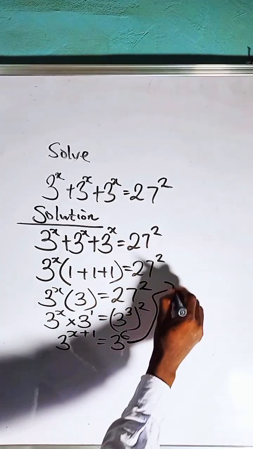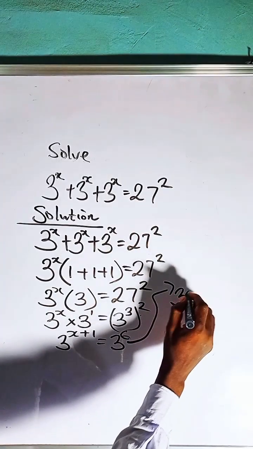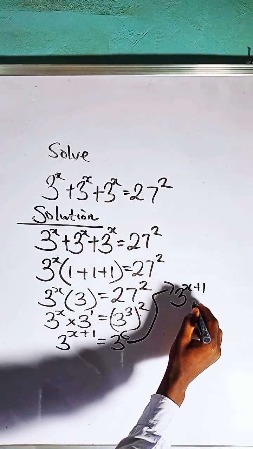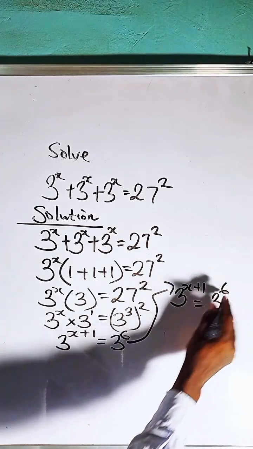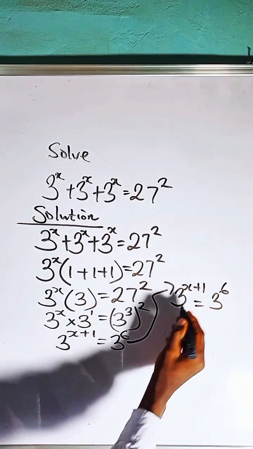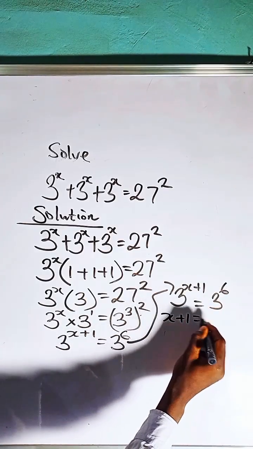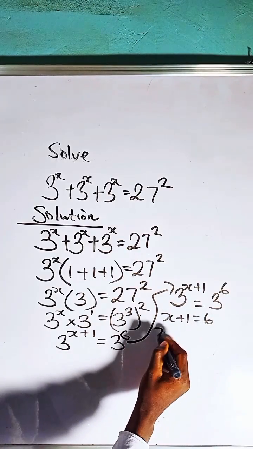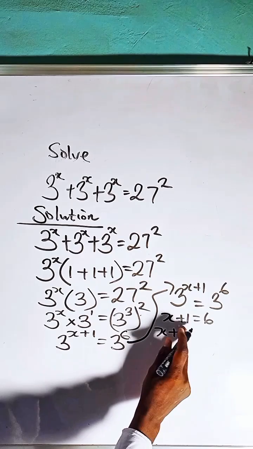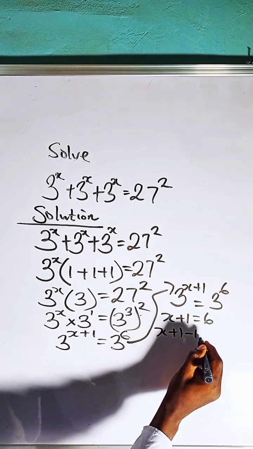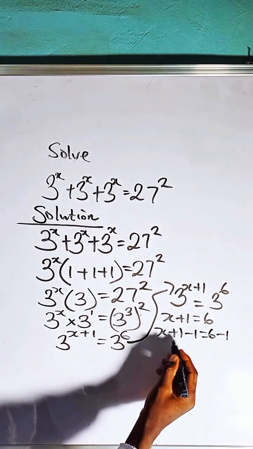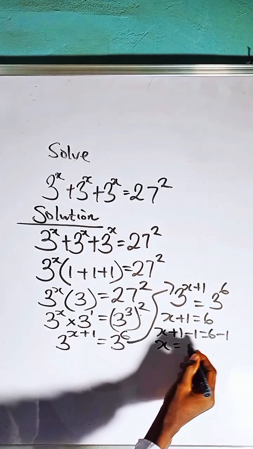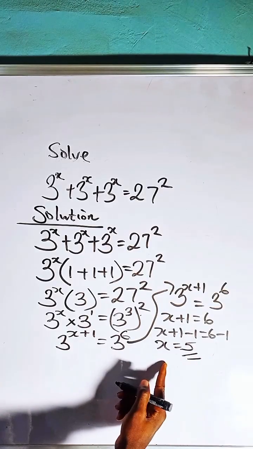From here we have 3 raised to the power x plus 1 equals 3 raised to the power 6. So let's take the power. We have x plus 1 equals 6. Since we have plus 1, let's subtract 1 from both sides. Plus 1 minus 1 equals 6 minus 1. So we have x. For 6 minus 1, we have 5, which is the value of x.